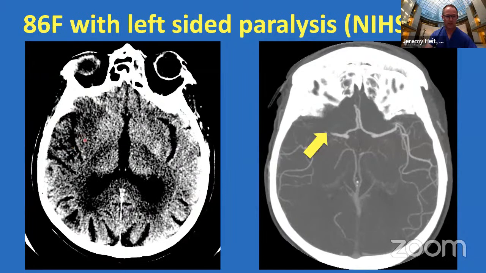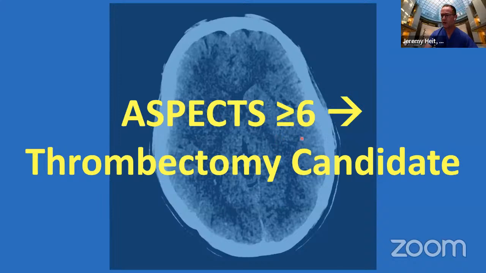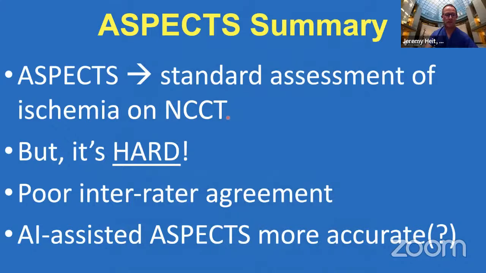And if we assign the ASPECTS points, we lose the M2 region, we lose the insula here, and we lose this part of the lentiform nucleus. That gives us an ASPECTS score of 7. That's a good number. We should treat that patient. And here they are getting a successful thrombectomy. Right now, most people are saying your ASPECTS score should be 6 or higher for them to be a good thrombectomy candidate. This is the state of things as we're talking to each other here in 2022. That may change, and we'll mention that in just a minute.